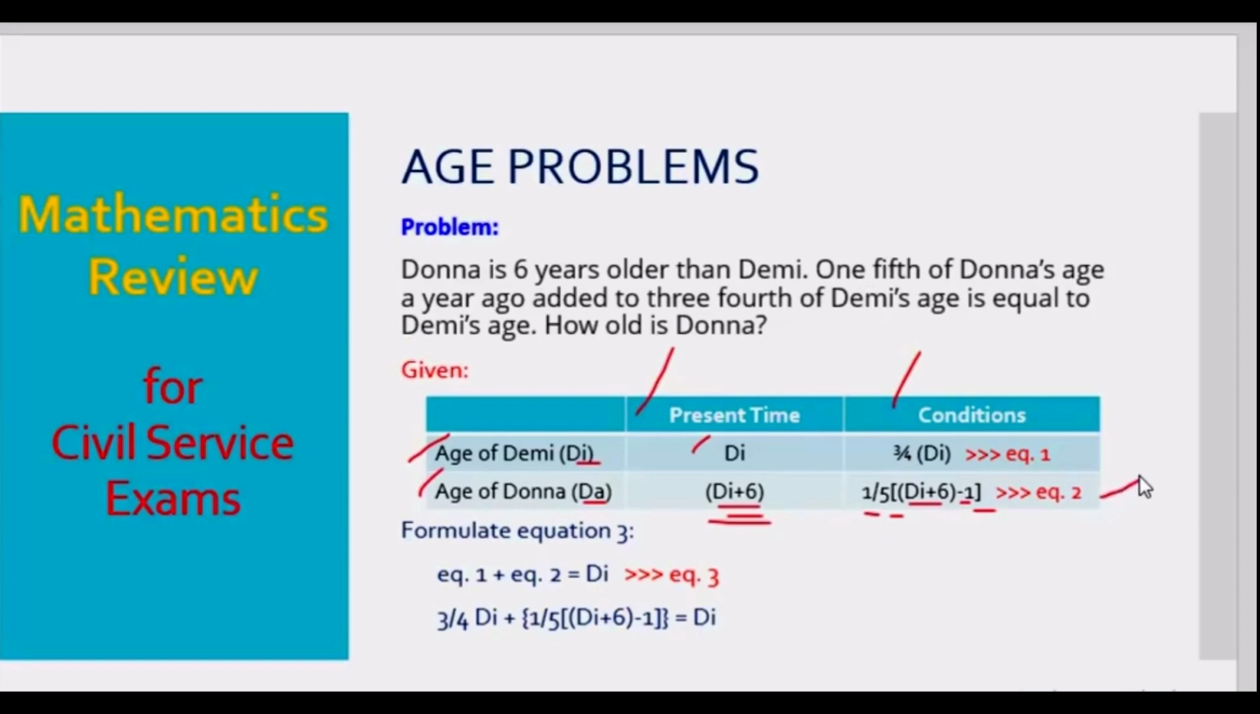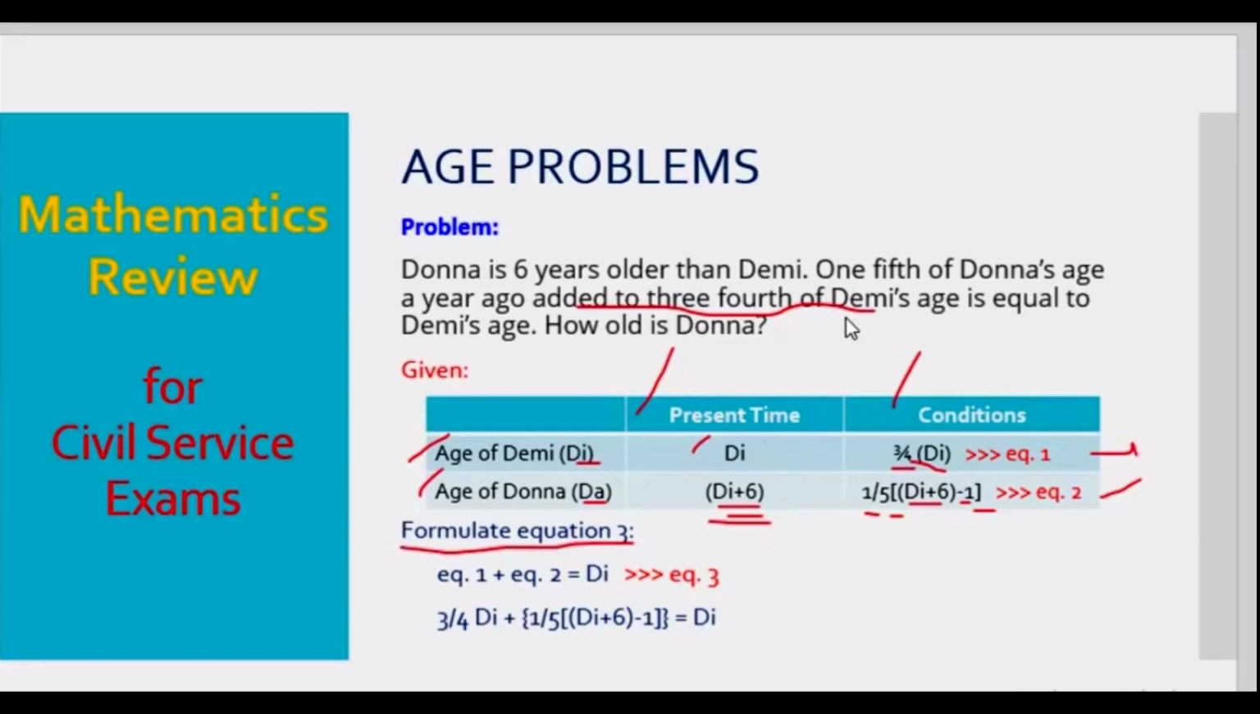Equation number 2: added to 3/4 of Demi's age. One of the conditions is 3/4 of Demi's age. Demi's age is equal to D, so multiply it by 3/4. So that is our equation 1. Okay, so how do we formulate equation number 3?